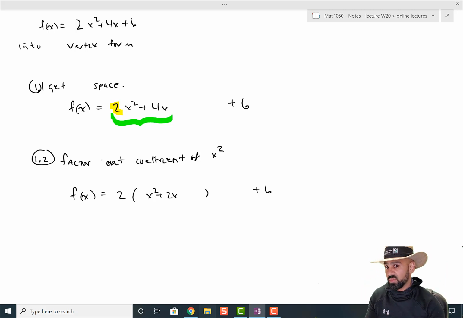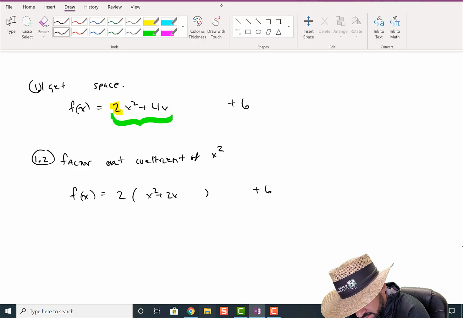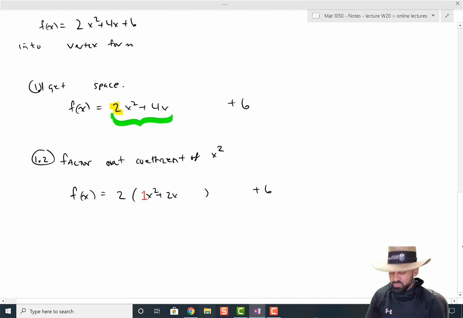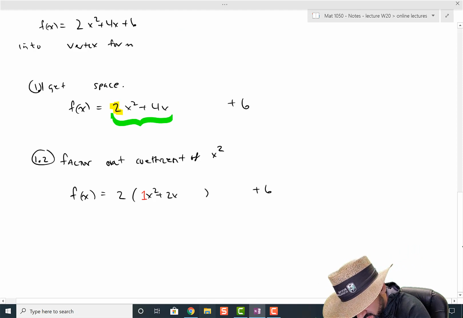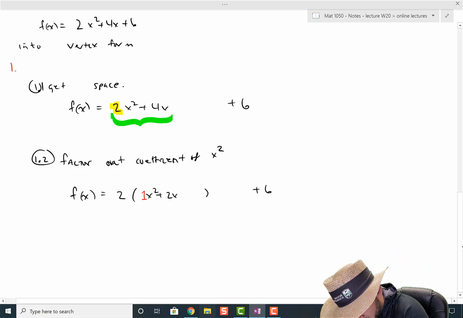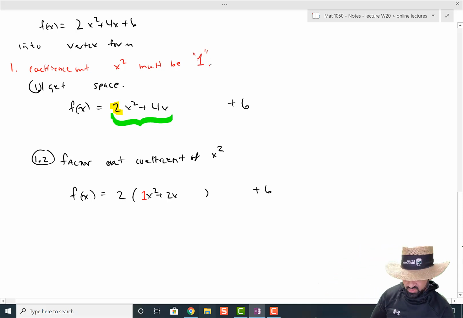Even if it's the ugliest of numbers, you still must do that because we need the coefficient on the x squared to be 1. So if you notice here, that's what has happened. This is now 1. Okay, so that's the first piece of the puzzle. So the whole point of this was for number 1, the coefficient on x squared must be 1. Okay, so that's the reason why we had to do this, because it must be 1.